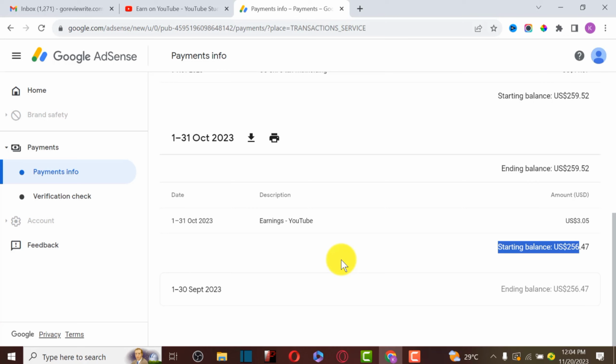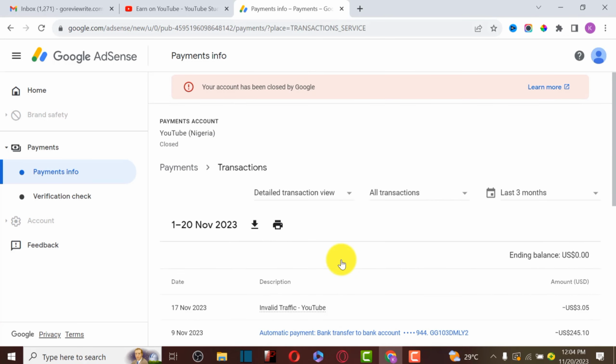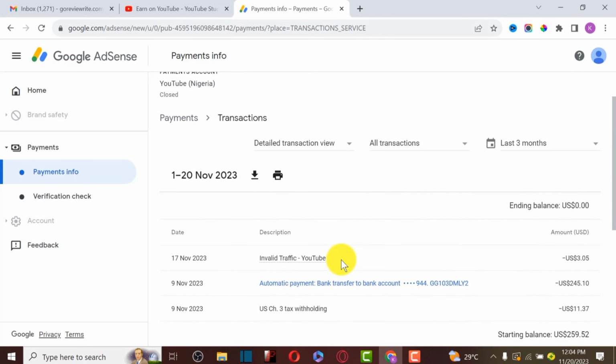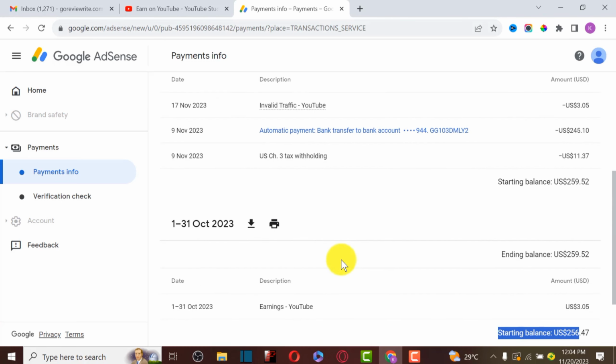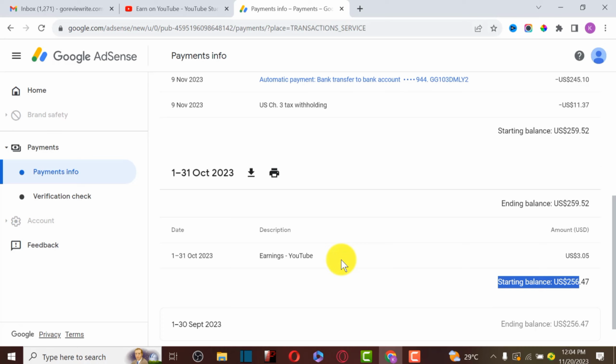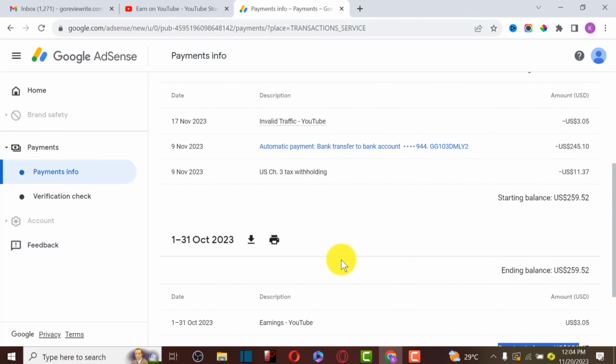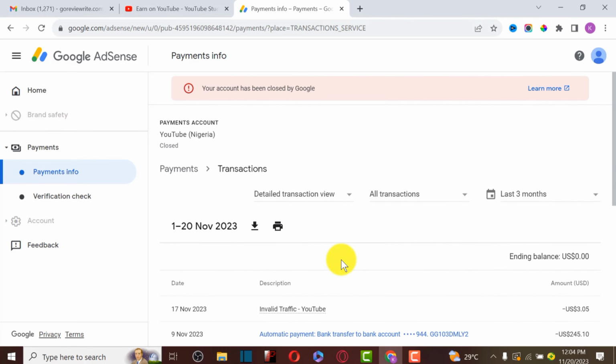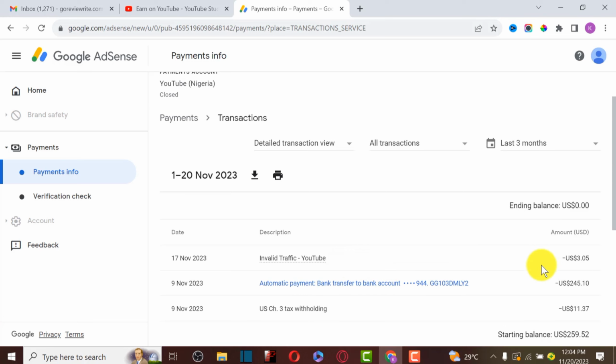I try as much as possible to follow Google's guidelines, because I have learned my lesson the hard way. Next time I will try as much as possible to follow Google's guidelines. But for those of you that have a closed account, rest assured that Google is going to pay you out, though it might not be the exact day, like the 23rd of every month.